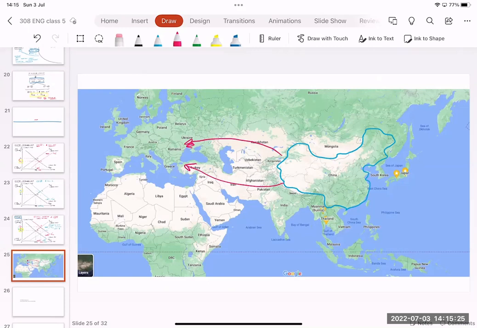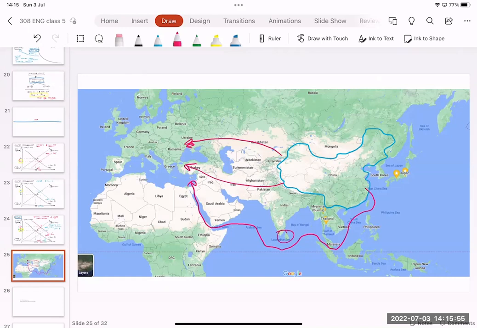Not only by land, they also promoted the Belt and Road Initiative by sea, to trade with European countries by sea, especially for Sri Lanka. Sri Lanka borrowed a lot of money from China to build the port. Yeah, that's it. So this is the Belt and Road Initiative, the policy of China.